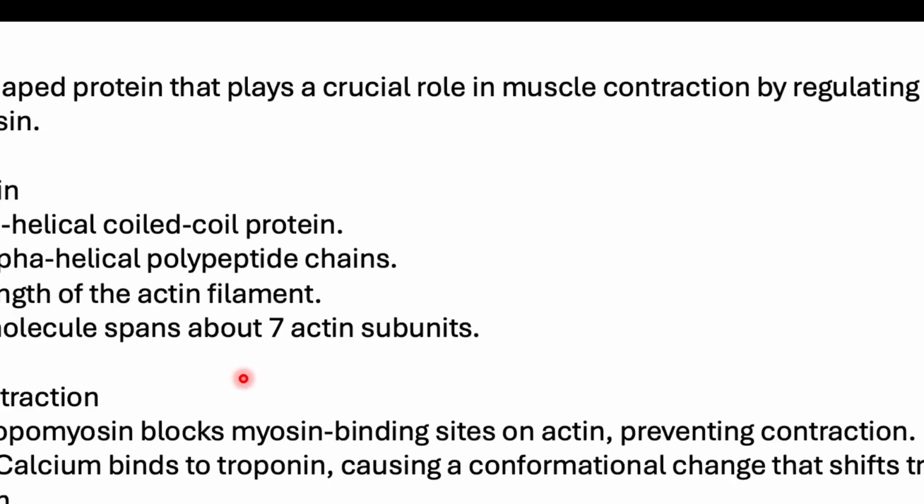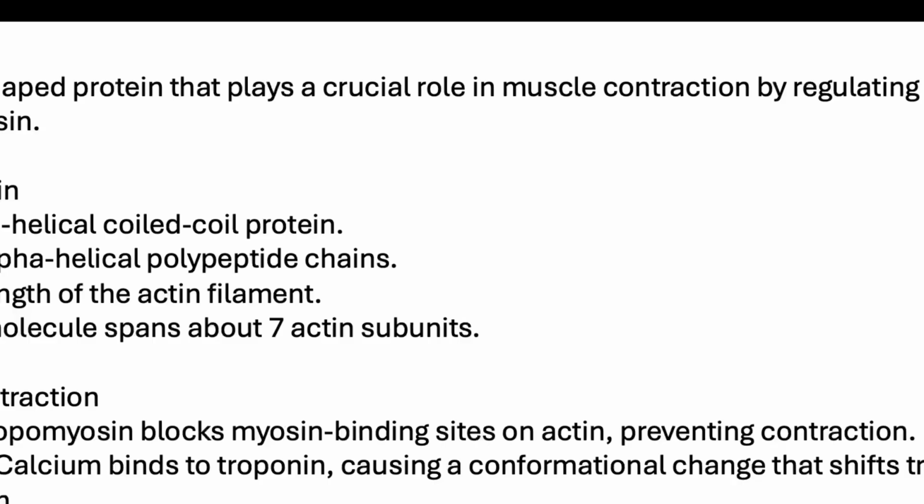Now, what is its function in muscle contraction? In a relaxed state, tropomyosin blocks myosin binding sites on actin, preventing contraction. So, tropomyosin will guard the actin so that myosin cannot bind the actin and cause a contraction. During contraction, calcium binds to troponin, causing a conformational change that shifts tropomyosin, exposing myosin binding sites on actin. So the troponin tropomyosin forms the actin guarding complex, which is disrupted via calcium binding during action potential firing at the contraction. Myosin binds to actin, leading to muscle contraction through the sliding filament mechanism.